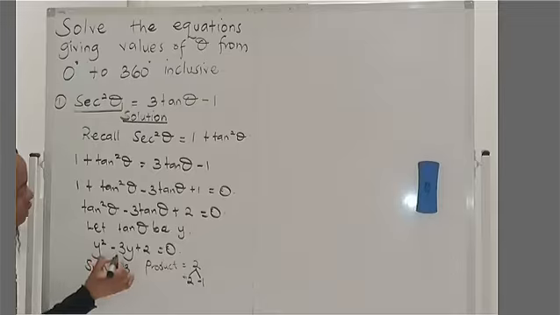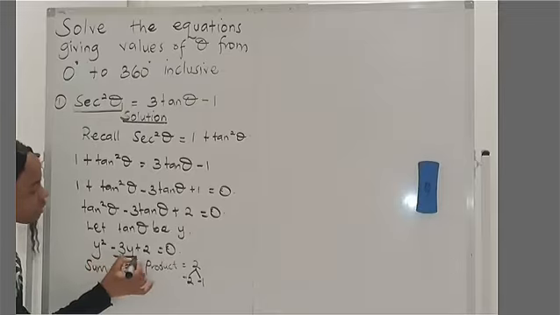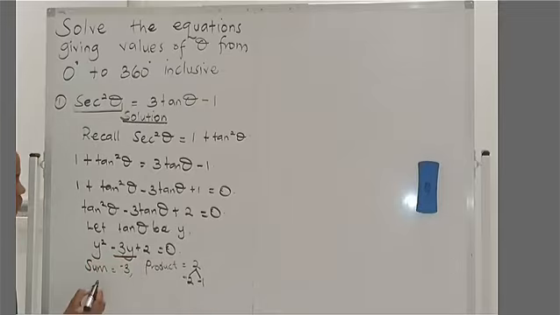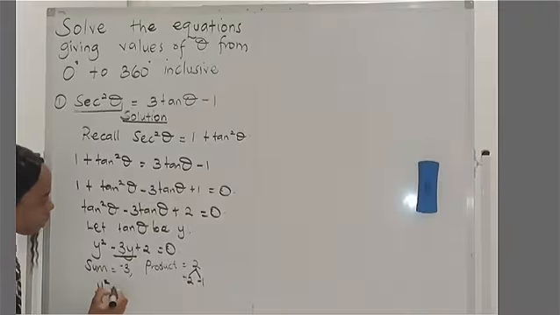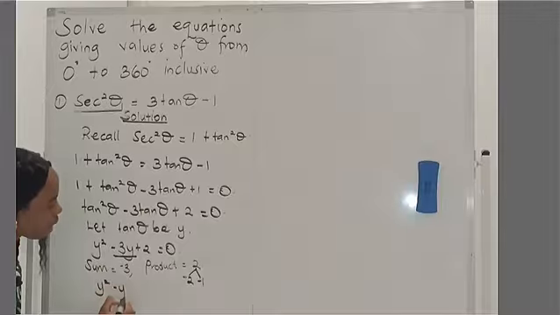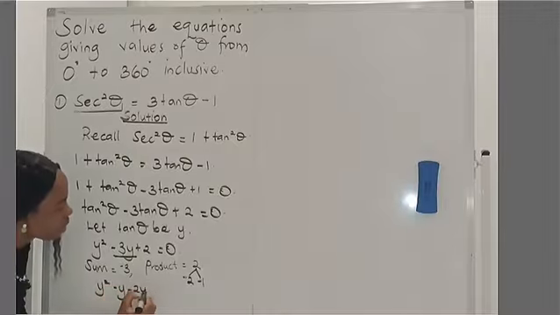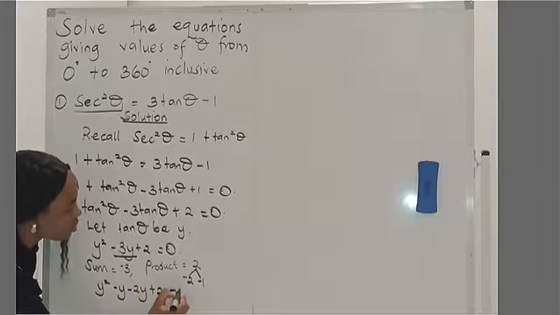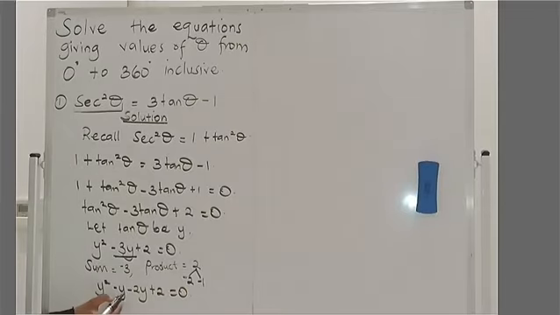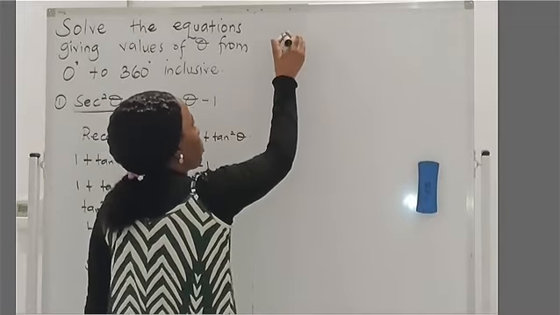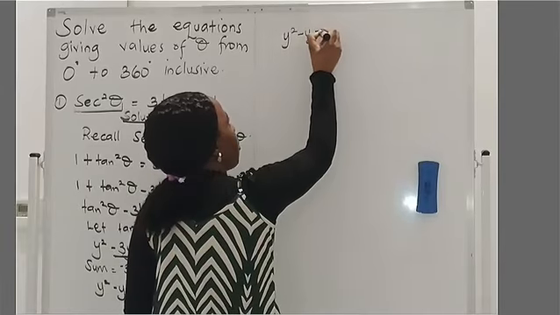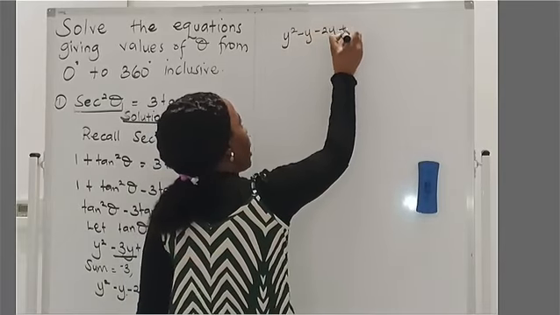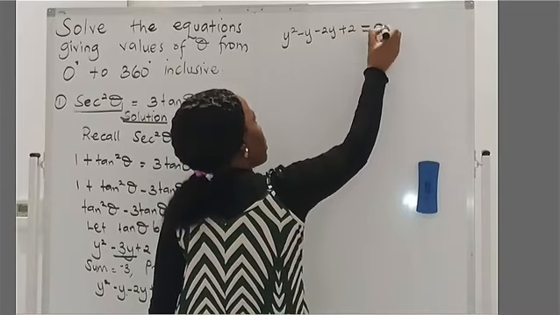So I'm going to rewrite this. Where you see -3y, replace it with these two terms. So we shall have y squared minus y minus 2y plus 2. This is equal to 0. Now what is common in the first bracket? Let me put it up. We have y squared minus y minus 2y plus 2. This is equal to 0.